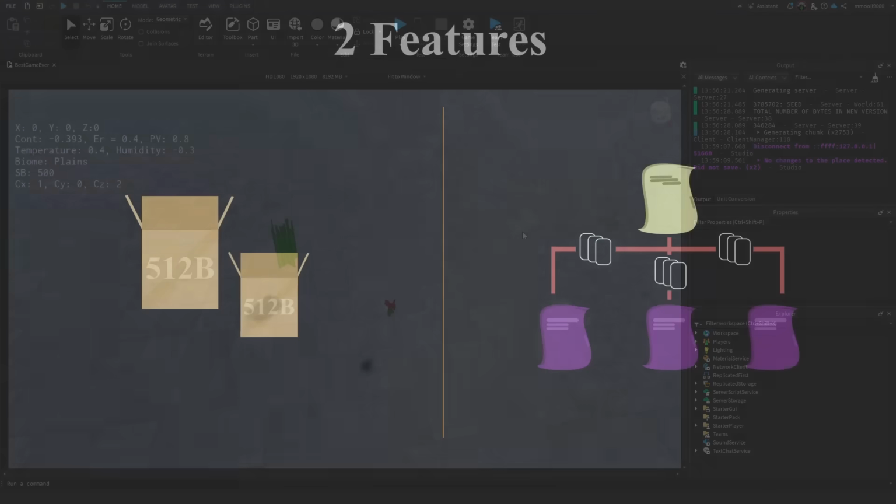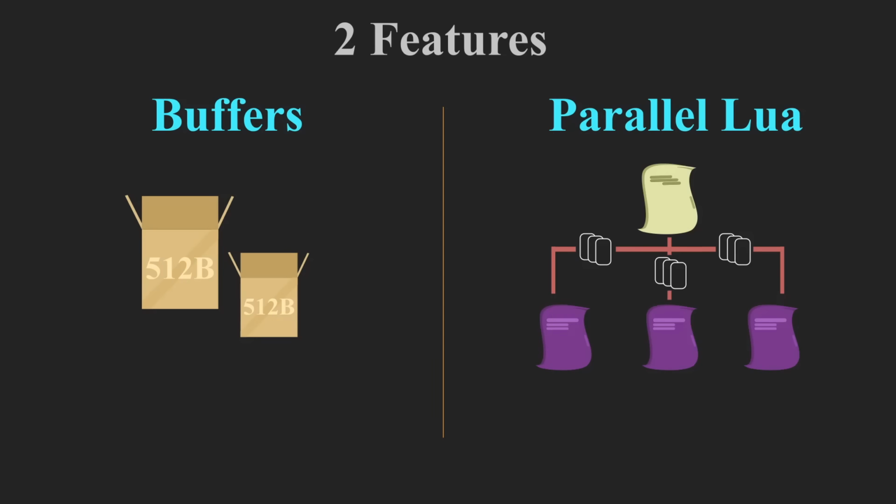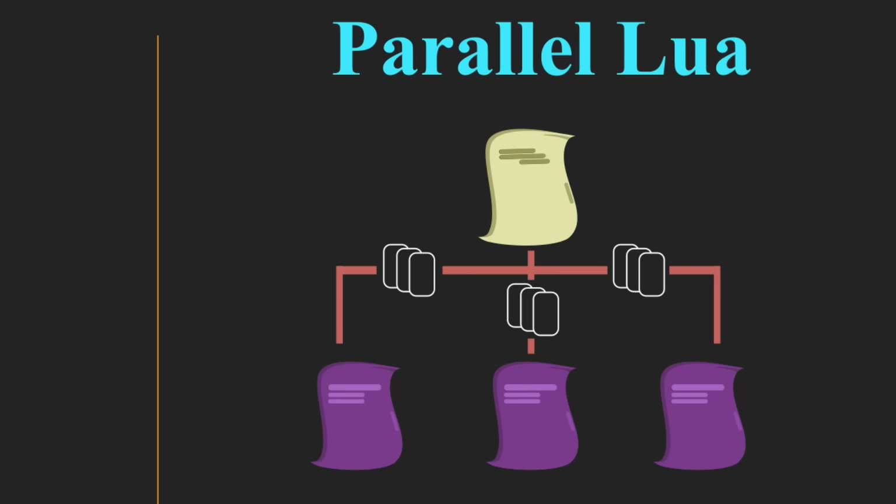Now, there are two new features in Roblox Studio. And I say new because they were new at the time. But there are two new features in Roblox Studio that I'm going to use to try and improve the performance of our Minecraft Roblox clone. Now, the first one is probably the most important, and that is parallel scripting. Now, parallel scripting in Roblox Studio uses an actor model.